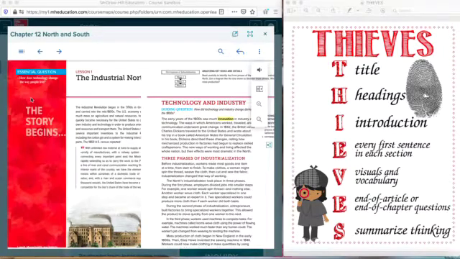Okay, so we're going to go over Lesson 1, the Industrial North. This is on page 428 in your textbook. Don't forget you want to do THIEVES, so take a moment. If you want to pause the video, you can do that.